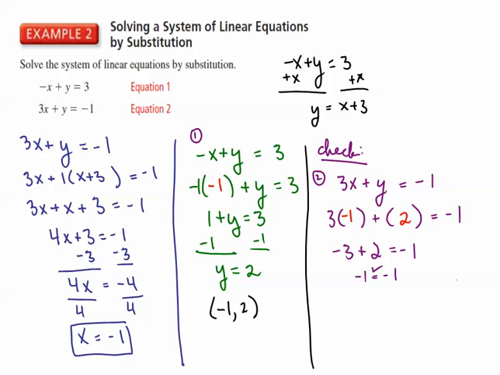What that means is that if I graphed these two equations, I would see them intersect at the point x is negative 1, y is 2. So we're going to stop this video at this point and go on to some monitoring progress problems in the next video.